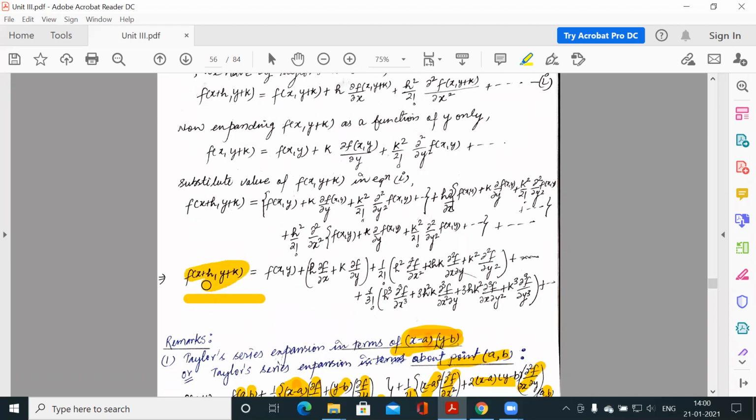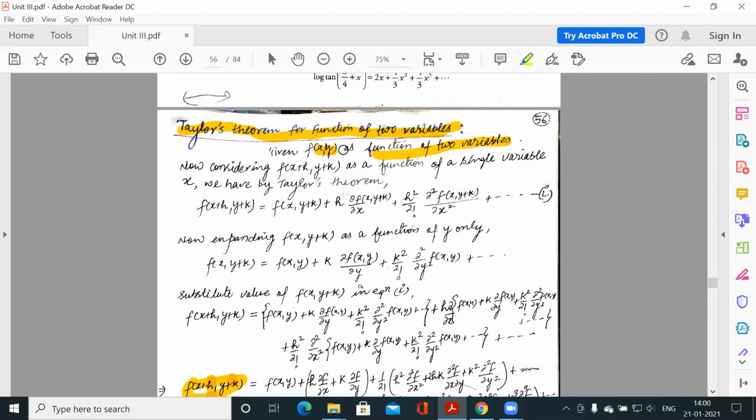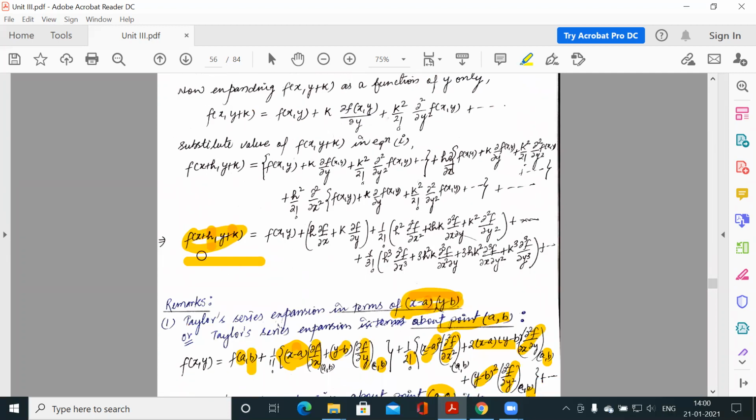This is the expansion of f of x y, a function of two variables x and y. The Taylor expansion of f of x plus h, y plus k in powers of h and k is given by this expansion: f of x y, h del f over del x, k del f over del y, h square del 2f over del x square, 2hk del 2f over del x del y, k square del 2f over del y square, and similarly these are the third order derivatives. So now you have to differentiate the function with respect to x and with respect to y up to the required number of times.